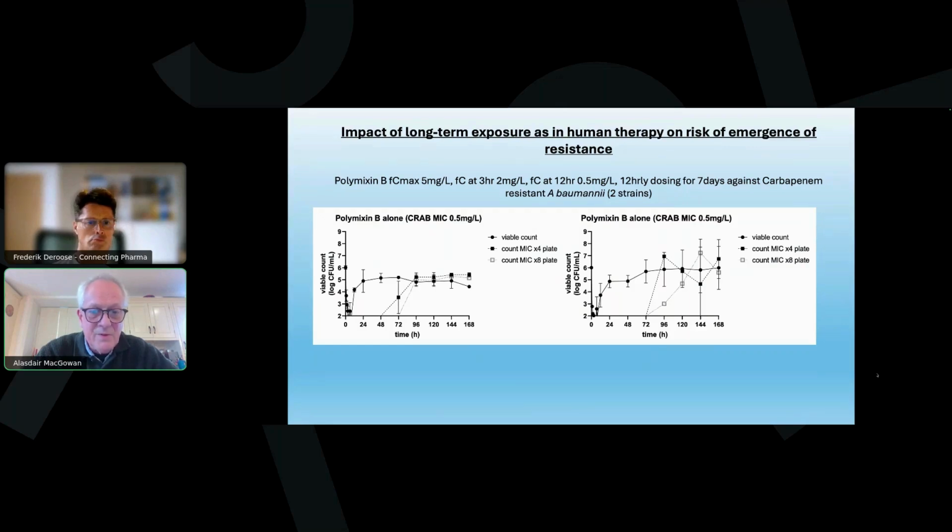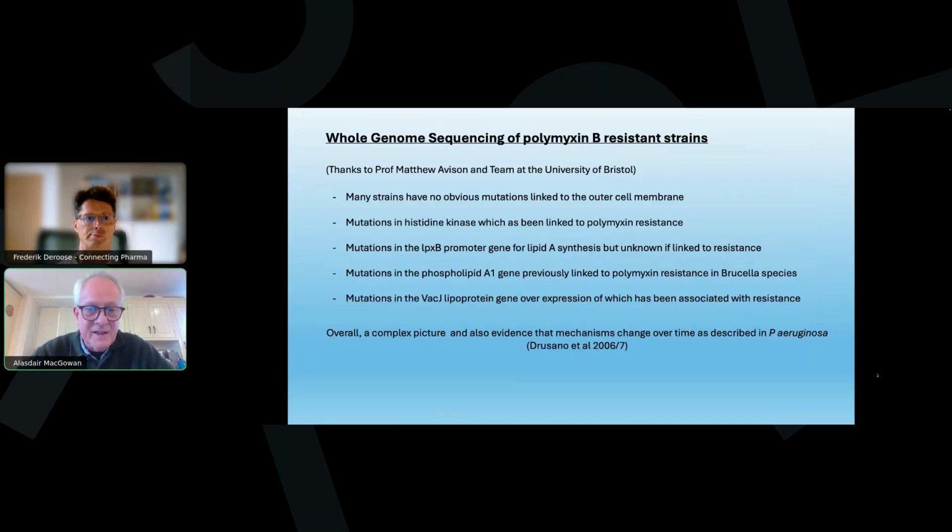and then regrowth. But also after about 72 hours with both of these strains, you start to see changes in the population profile. So the organism is able to grow on MIC times 4 and MIC times 8 plates. And that continues really up to the 7-day profile. And we've also had these strains genome sequenced, which is shown on the next slide. And I'm not going to go through this in any detail, but suffice it to say that in this particular circumstance, this is really quite complicated.